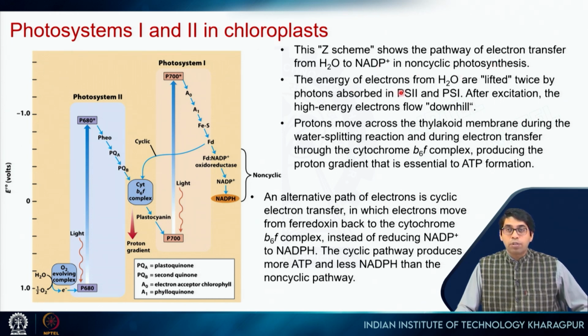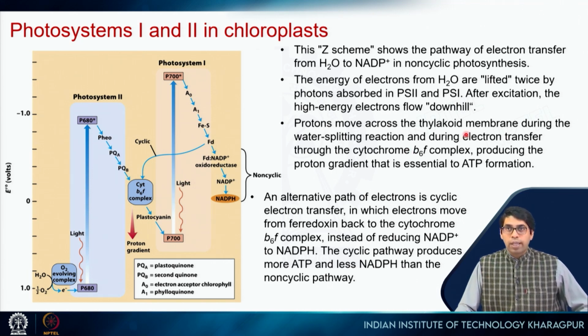The energy of electrons from water are lifted twice. So, you see it is lifted once and then lifted again by the two photosystems, right. In photosystem 2 and 1, after excitation the high energy electrons flow downhill. So, once it is excited, it just goes downhill like this. It is excited again and then again it goes downhill.